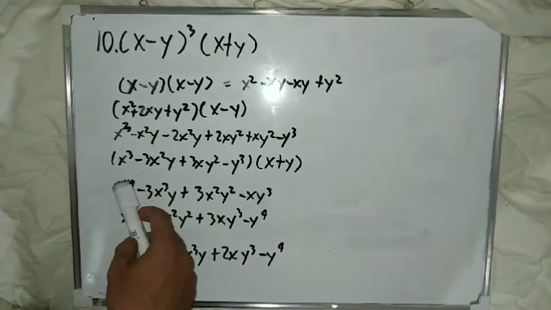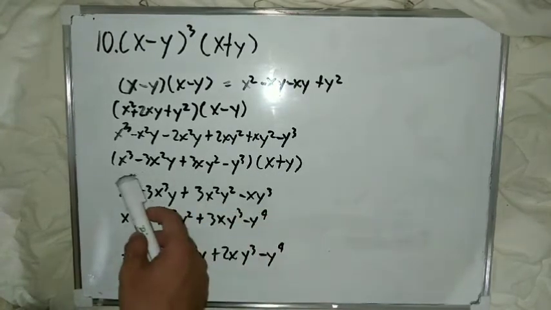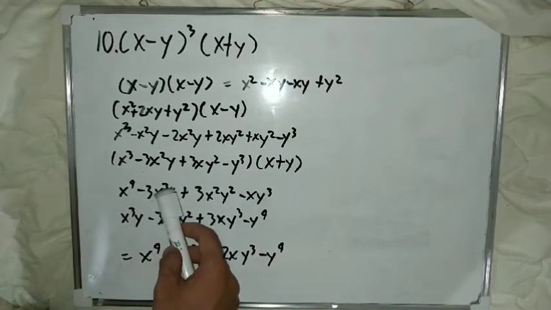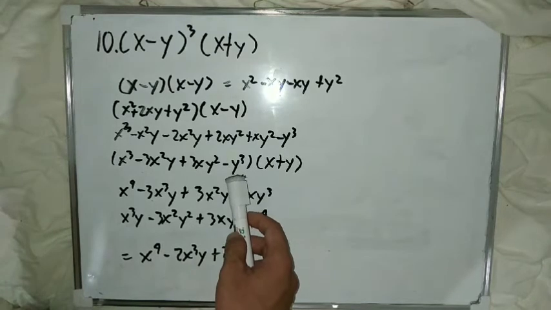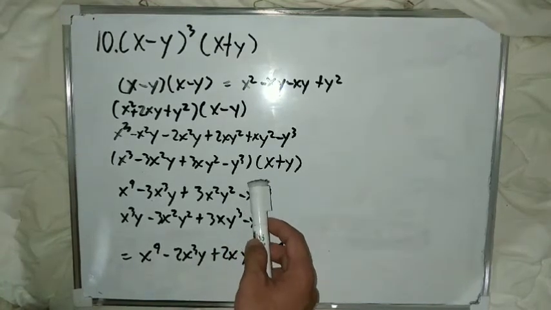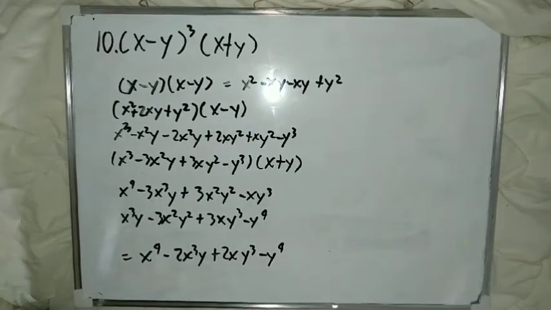So the quantity of x cubed minus 3x squared y plus 3xy squared minus y cubed multiply by x. So the answer is x raised to the fourth power minus 3x cubed y plus 3x squared y squared minus xy cubed.